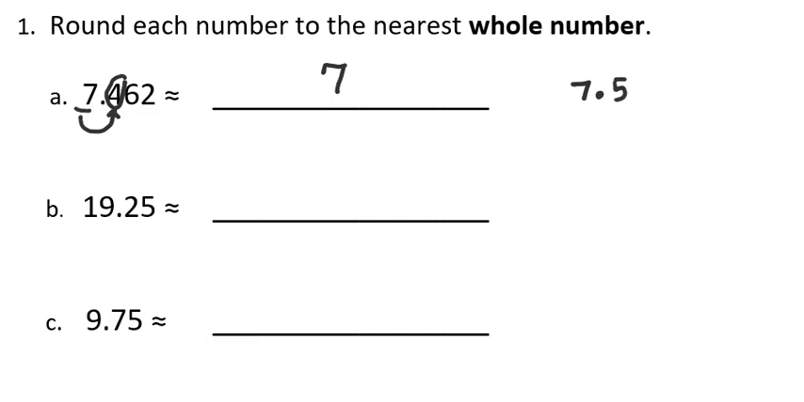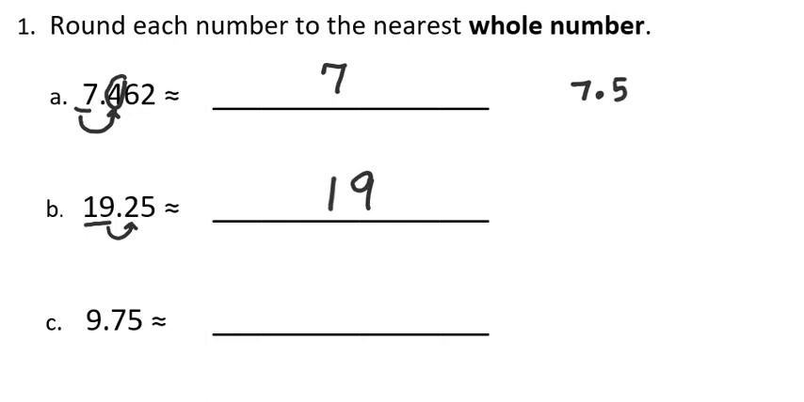Looking at question B, the whole number here is 19. So my answer choices will be 19 or 20. Again, I'll look at the number in my tenths place. The midpoint would be 19 and 5/10. Since I have 19 and 2/10, that's below the midpoint, so that would round down to 19.